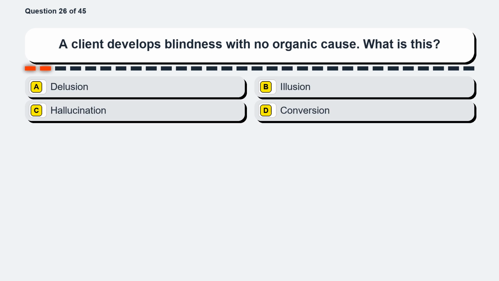Question 26. A client develops blindness with no organic cause. What is this? Option A, delusion. Option B, illusion. Option C, hallucination. Option D, conversion.